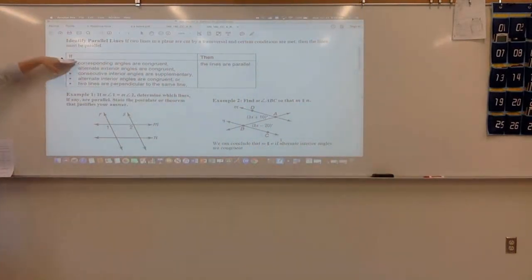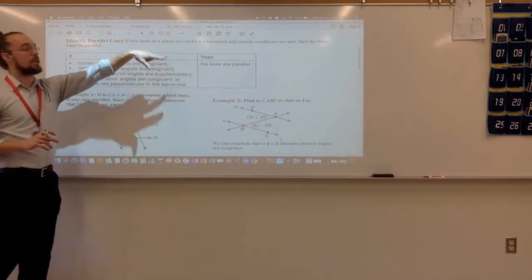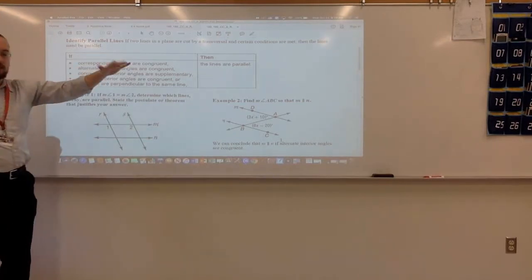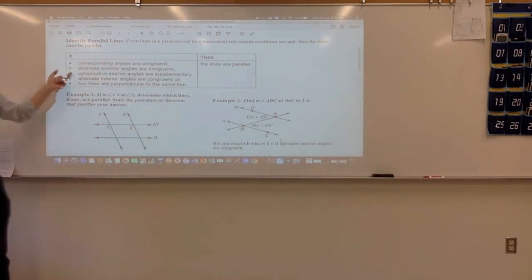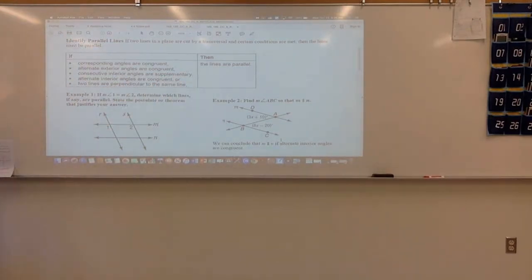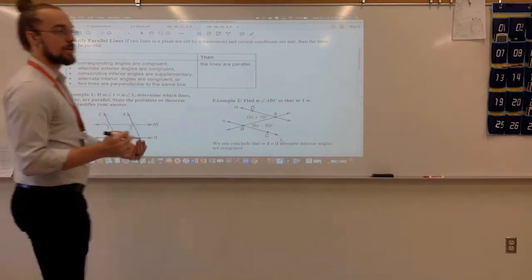Up here, we have all of those statements listed. To determine if lines are parallel: if corresponding angles are congruent, then the lines are parallel. If alternate exterior angles are congruent, then the lines are parallel. If consecutive interior angles add to 180, or are supplementary, then the lines are parallel. If alternate interior angles are congruent, then the lines are parallel. We talked about those four already. There is one new one on here. The last one says, if two lines are perpendicular to the same line, then those lines have to be parallel.